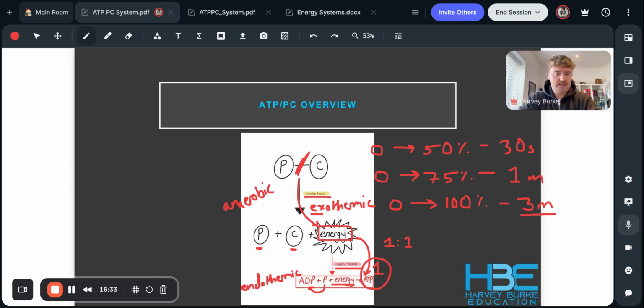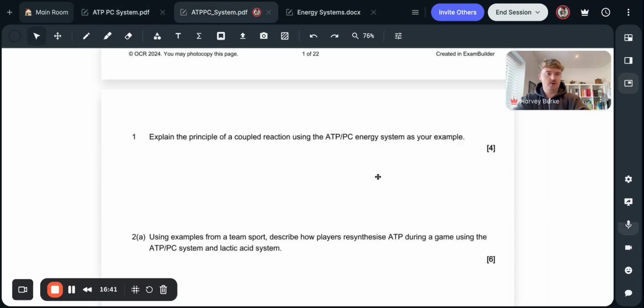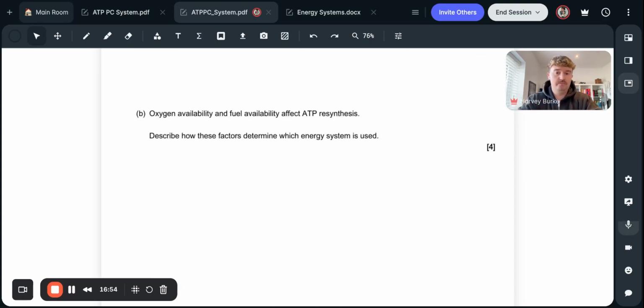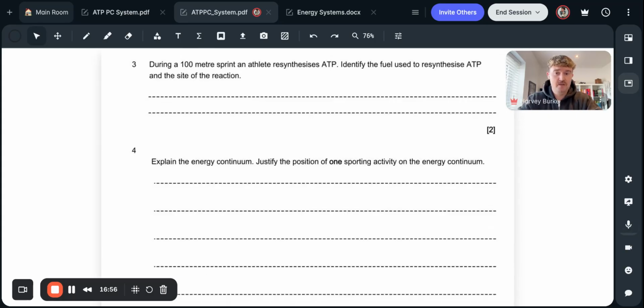So let's have a look at how they ask about this for OCR and AQA, and then how you're going to answer that question and what's in the mark schemes. So this is an OCR question. We've got this first question here, and then a very similar question below, but these are quite direct because they're telling you what energy system to talk about. So remember, they wouldn't have to do that.